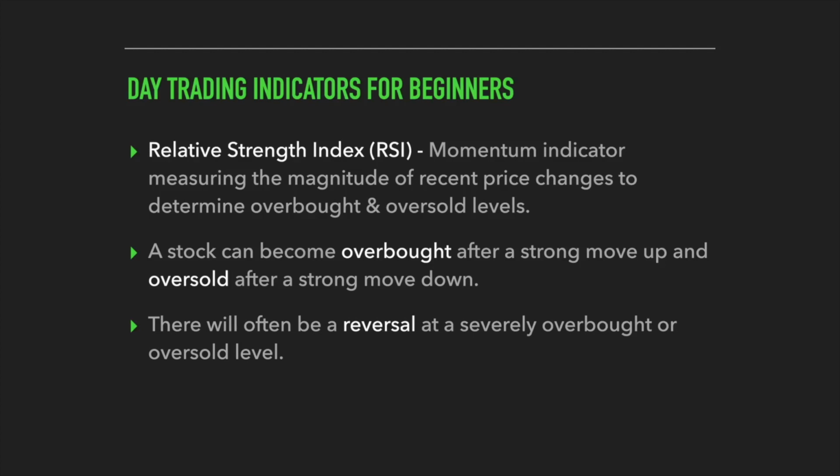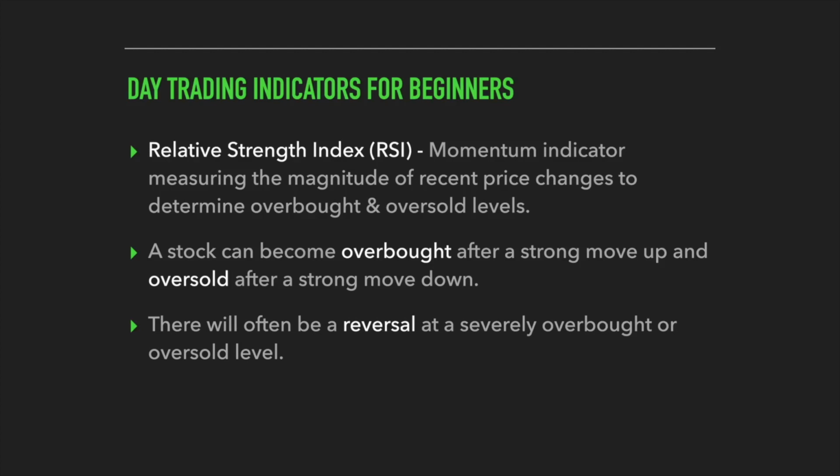And oftentimes when there is a significantly overbought or oversold level, that's when the stock is going to reverse to the other side. So for example, if there's a stock that is very oversold, has a very strong move to the downside, and the RSI is very low, that can be a good indicator that the stock is going to bounce back up in the near future. And because of that, you can use it to potentially buy into the stock and profit from that reversal to the upside.